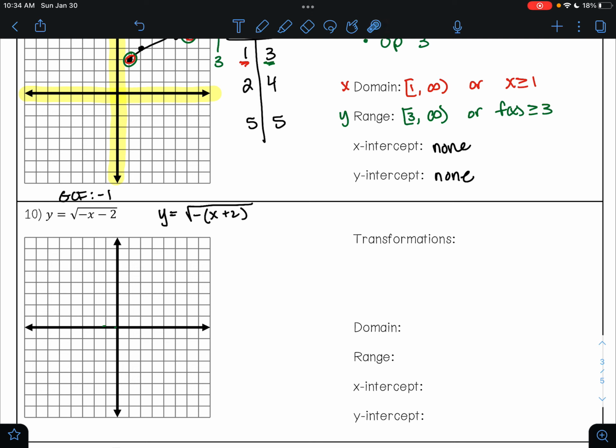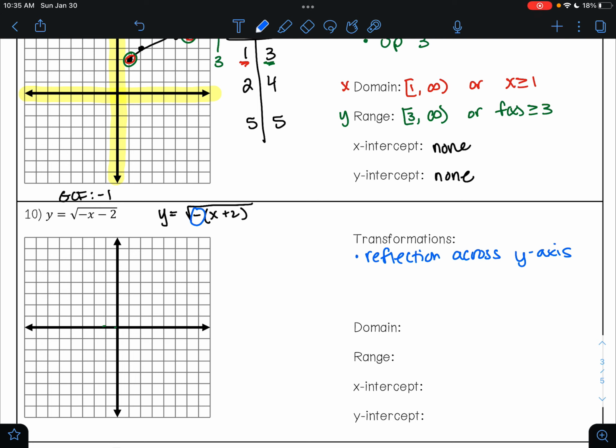Now remember, you can just multiply it back out to get this back. Negative times x is negative x. Negative times 2 is negative 2. So we haven't changed the equation at all. We've just written it so that we can more clearly see our transformations. So now I can see that my b value is in fact negative 1. So that tells me that I have a reflection across the y-axis.